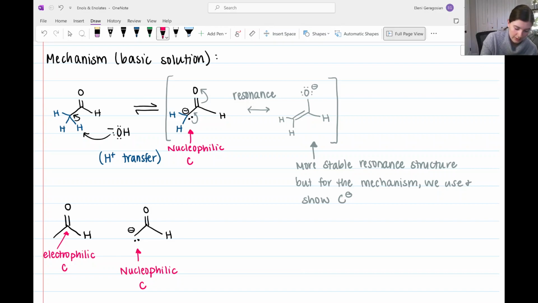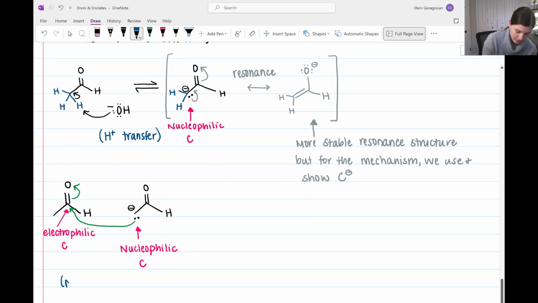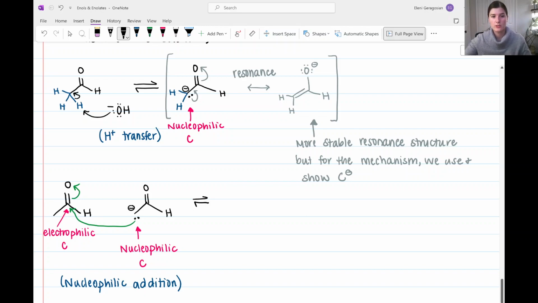Well, now this nucleophilic carbon can create a bond to the carbonyl carbon, and then we break the pi bond. So this next step is nucleophilic addition. This step forms a new molecule where we have combined the enolate formed in the first step and the aldehyde as one of the starting materials.